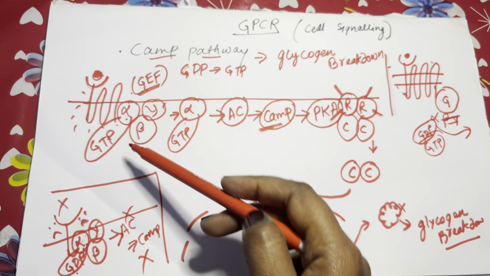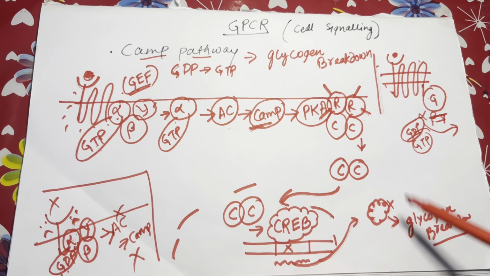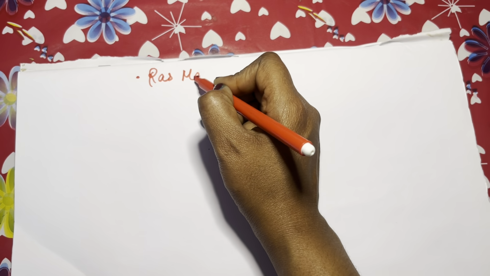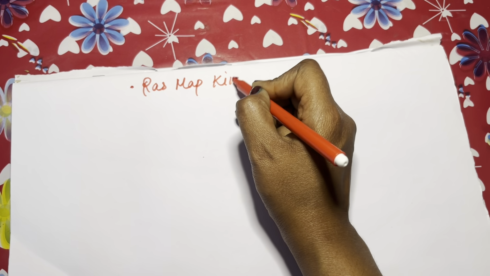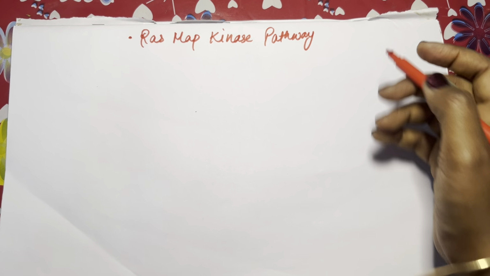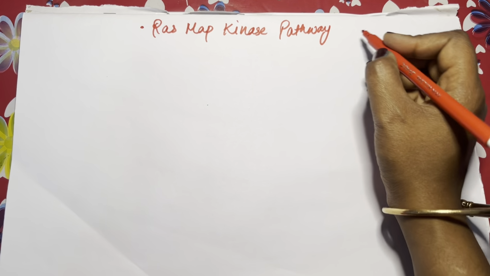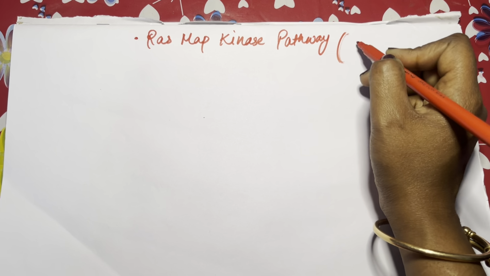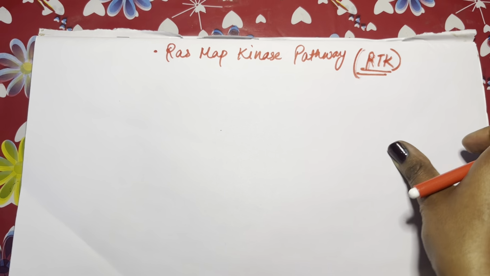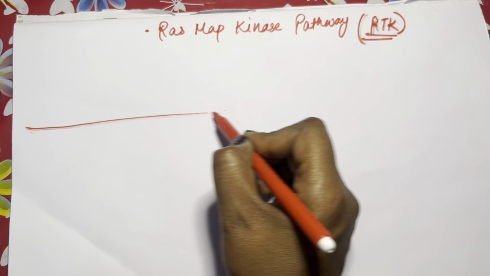If there is ligand, then GTP and everything will be active. Next important topic from the same unit is your Ras-MAP kinase pathway. This pathway is different from the previous one because the receptor which will be associated is your RTK, that means receptor tyrosine kinase. Okay, now let's see the pathway.